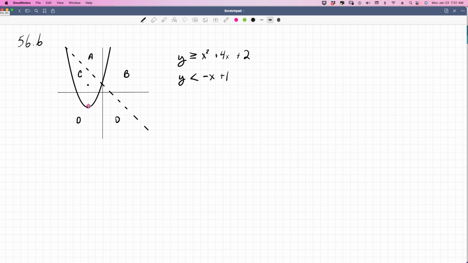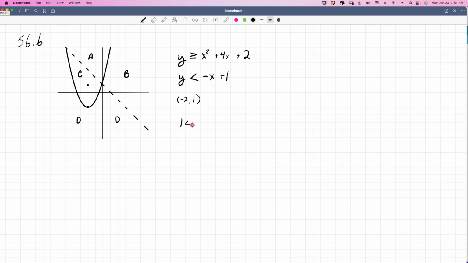And just to make sure, I'm pretty confident it's C, but I'm going to double check by testing my points. So until you're confident with your hypothesis, you're going to want to test your points. So let's take this point and let's check it out. It is negative 2 and 1. That is our point.